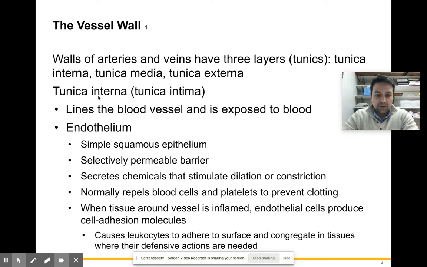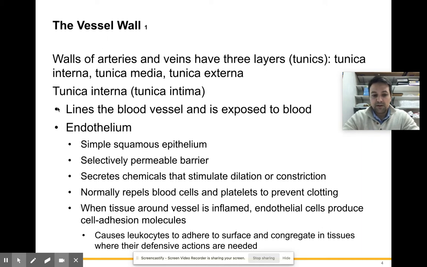Okay. The tunica interna, which is the most internal portion of the blood vessel, is going to be the one that lines the inside of the blood vessel. It's exposed to the actual blood. It makes contact with flowing blood. And it has an endothelium, okay, which is also the inner lining of the blood vessel, made of simple squamous epithelium, which means one layer of squamous cells. It's a selectively permeable barrier, which means that it does allow things to flow through, but not everything. That's why it's called selectively permeable. Permeable means it allows things to pass, but selectively means there are certain things that can pass, certain things that cannot pass.